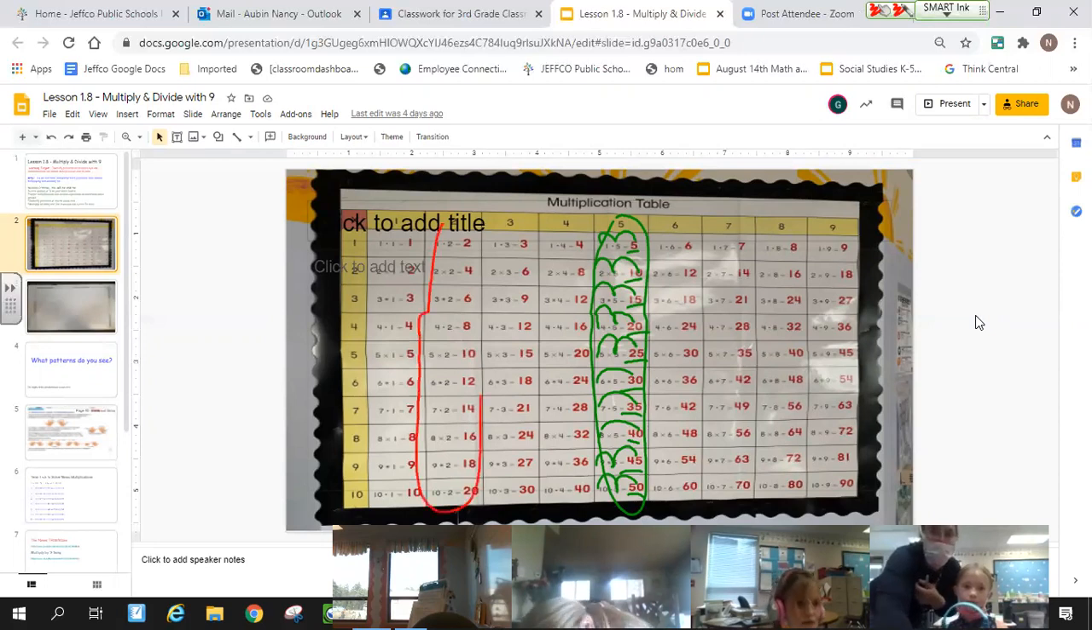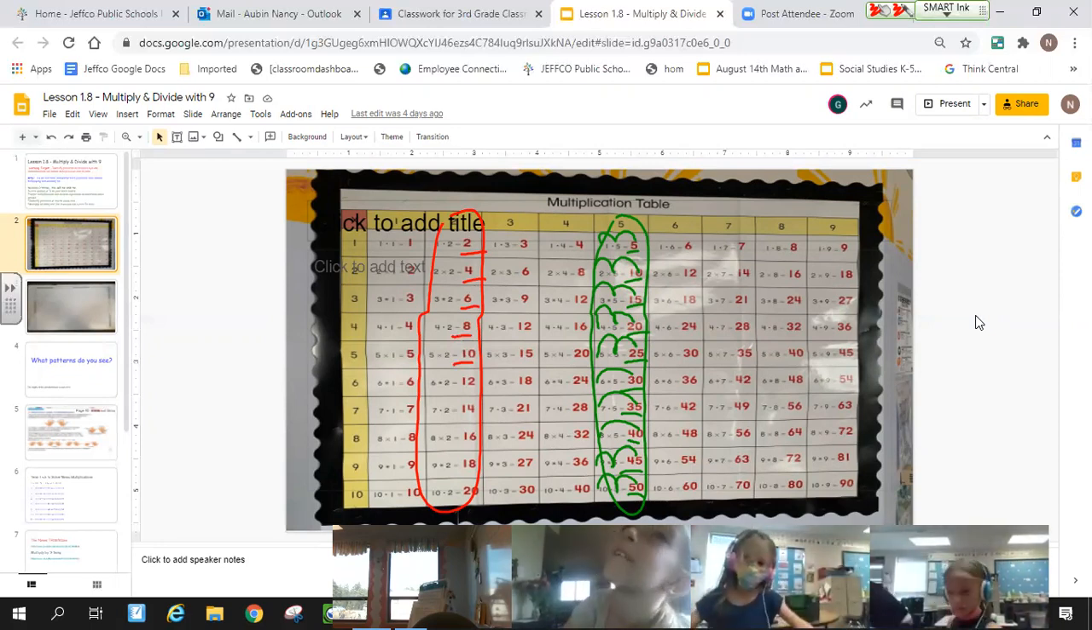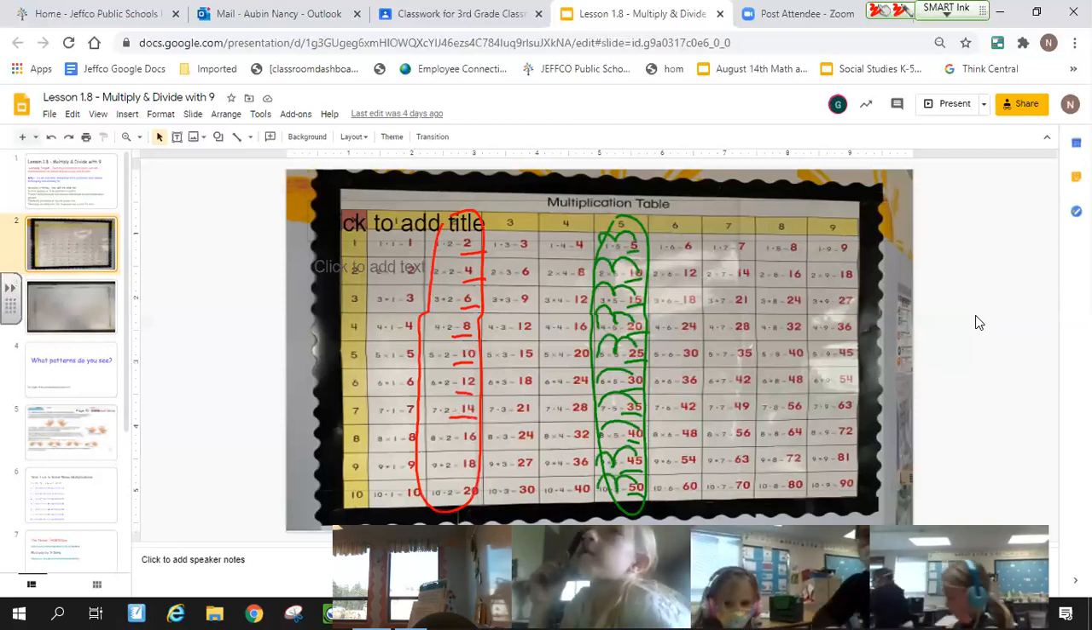All right, now let's look at our twos. Here we go. 1 times 2. 2 times 2. 3 times 2. 4 times 2. 5 times 2. 6 times 2. 7 times 2. 8 times 2. 9 times 2.